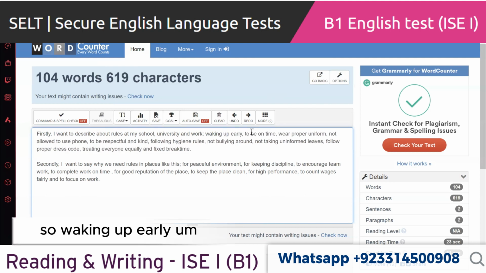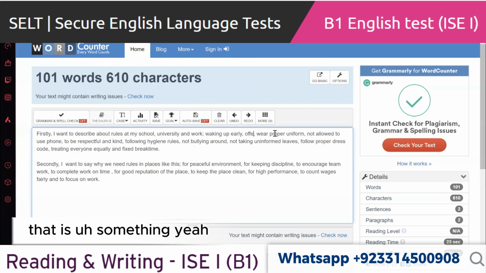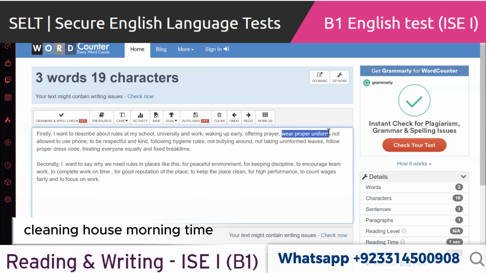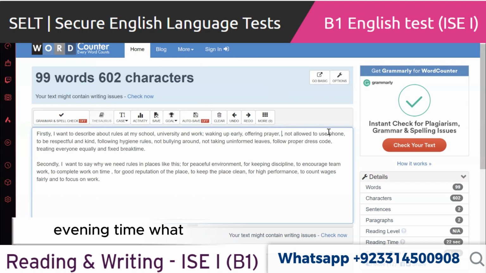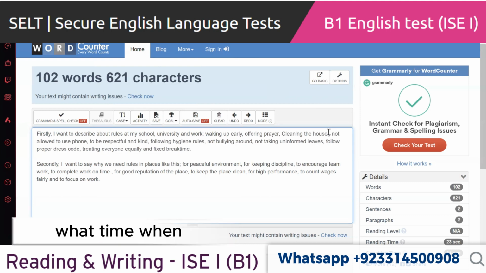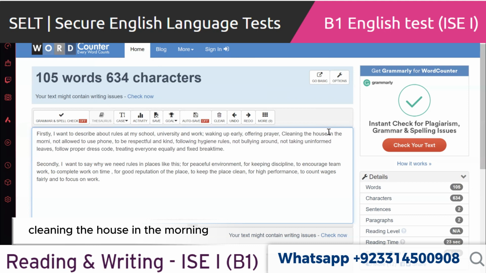So, waking up early. Offering prayer, that is something, offering prayer five times or anything, you can just write that, offering prayer. Buy groceries. Cleaning the house: morning time, evening time? What time of the day? In the morning, evening, or night? Cleaning the house in the morning, afternoon, you can write afternoon too.